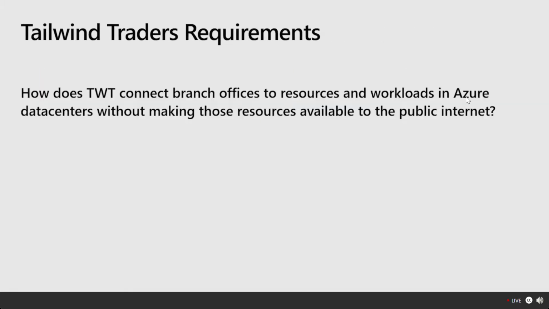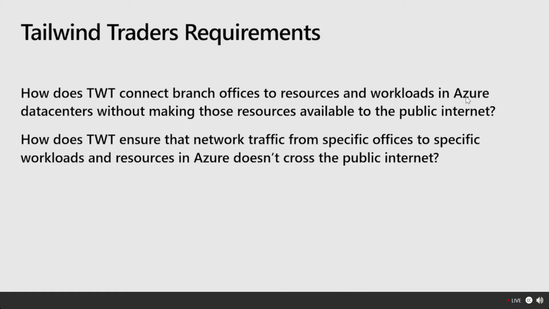First, it's important to start with a list of the business requirements. So the questions Tailwind Traders need to answer include things like how do they connect their branch offices to resources and workloads in Azure without making those cloud resources available to the public internet. So even though they're in Azure, we don't want anyone on the internet to be able to connect to those cloud workloads. How does Tailwind Traders ensure that network traffic from their specific branch offices to specific workloads and resources in Azure doesn't cross the public internet?